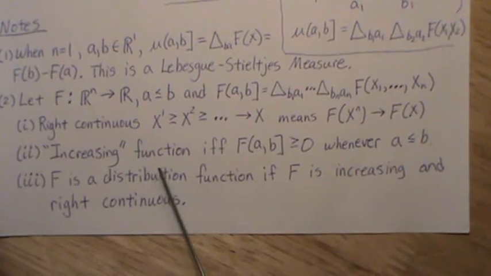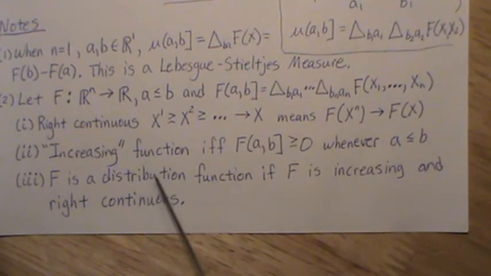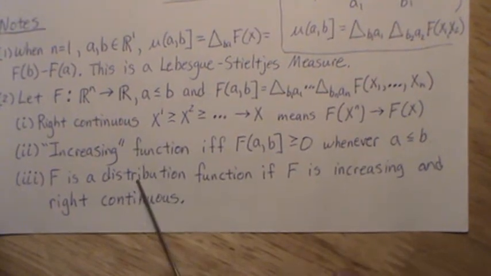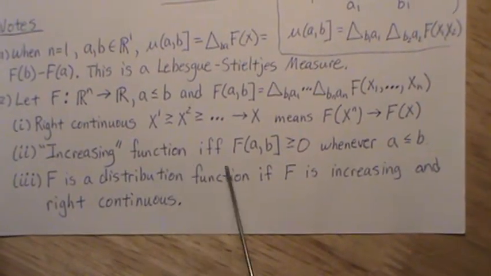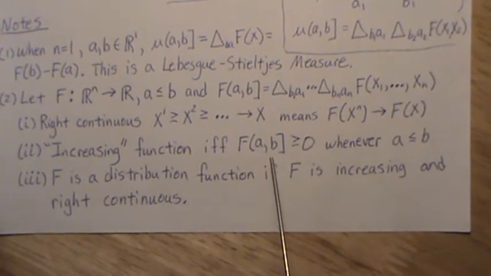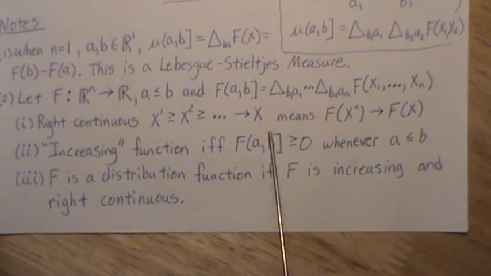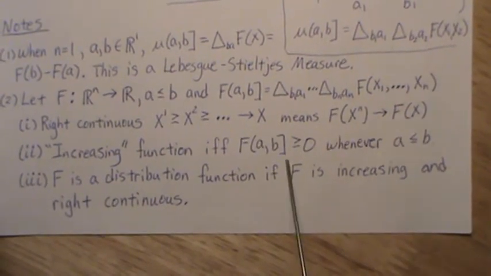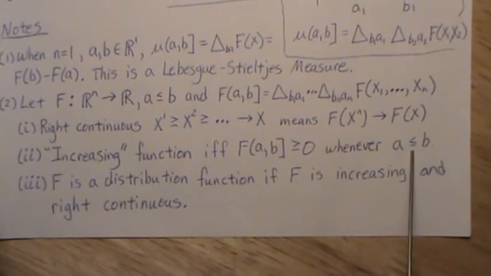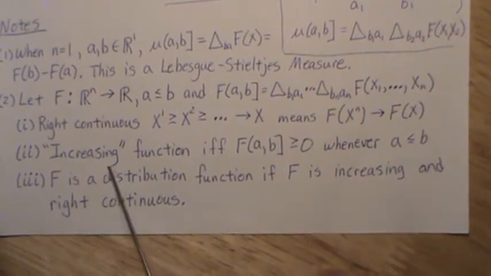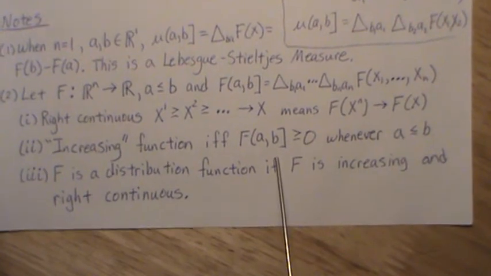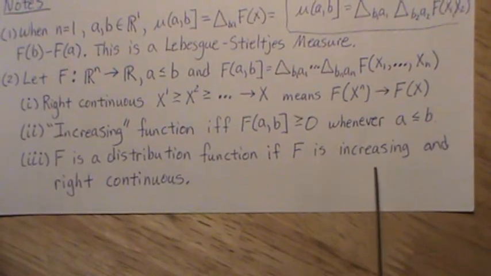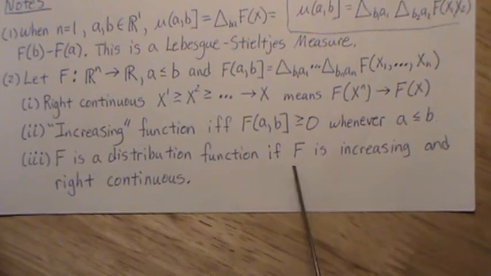Now, increasing in R^n space is a little bit tricky. One would argue we need to bring in partial derivatives and stuff like that. But for distribution functions in R^n space, we define it like this: that F of the right semi-closed interval is greater than or equal to 0. Remember, this is defined like this. It's the difference operator on each component. If this is greater than or equal to 0 whenever a is less than or equal to b, and this is for all a and b, then we're going to call it increasing. It's an increasing function. Now, F is a distribution function if F is increasing and right continuous. Then that's what we call a distribution function.